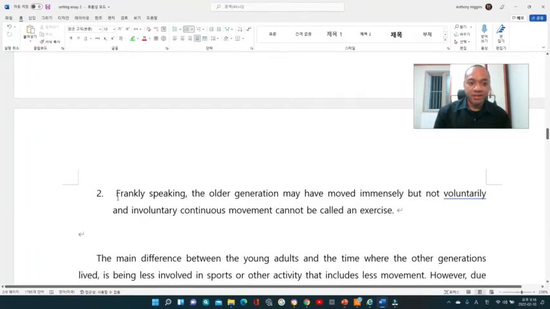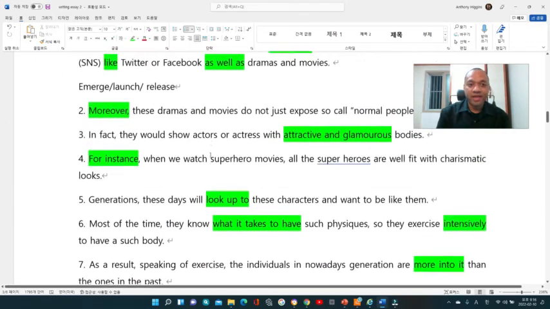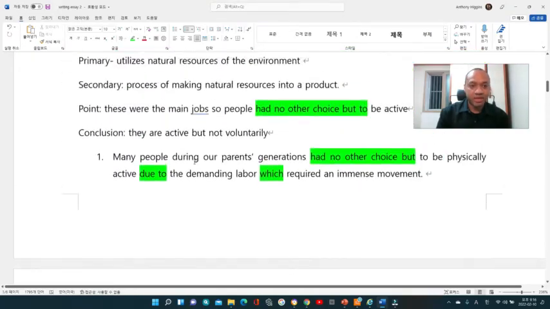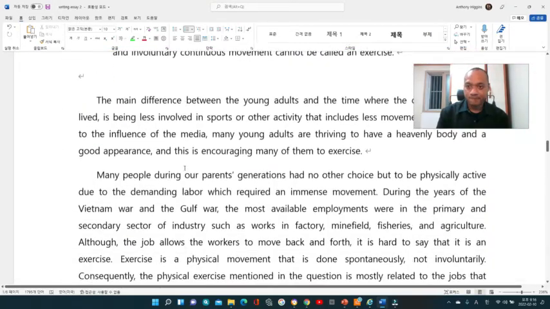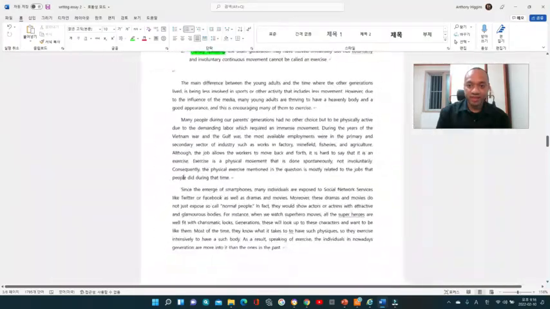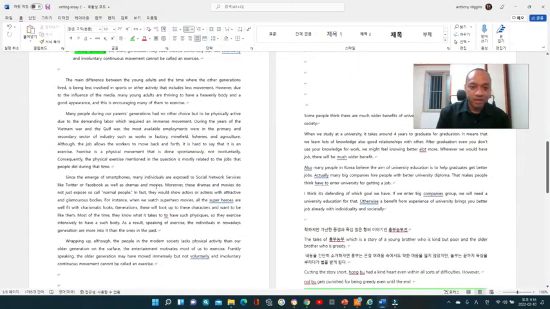Now, the second sentence I started with "frankly speaking," which is also a phrase that they look for. The older generation may have moved immensely, but not voluntarily. And involuntary continuous movement cannot be called an exercise. And this is how I ended the sentence. Now let's look at everything here.